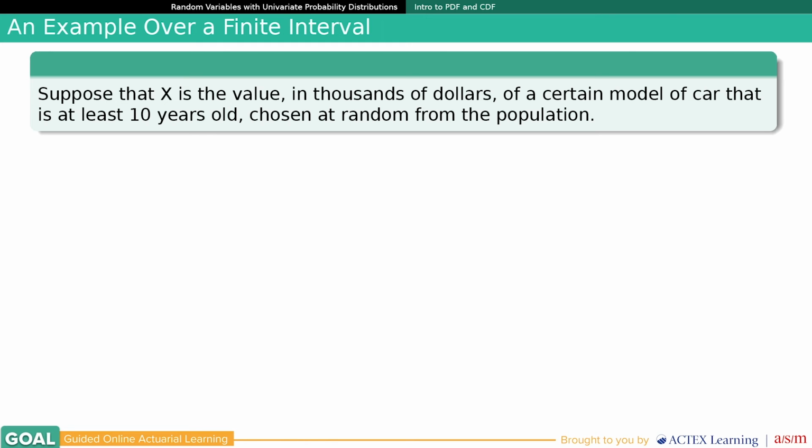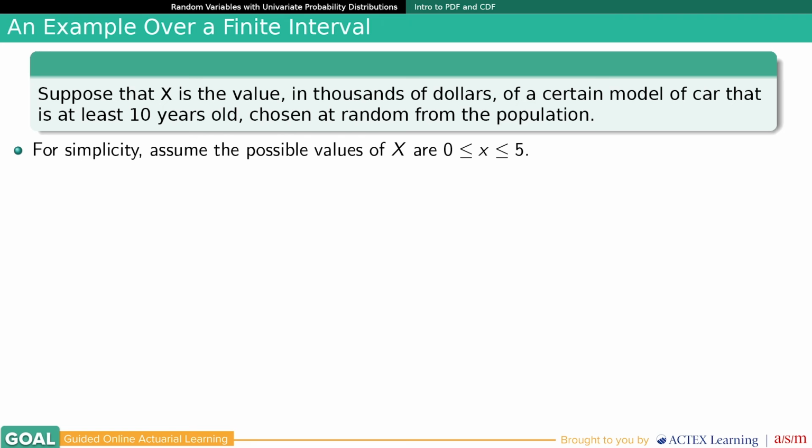We're going to suppose that capital X is the value in thousands of dollars of a certain model of car that is at least 10 years old, chosen at random from the population. I'm choosing old cars because their values are lower, so it's going to be more realistic that way. For simplicity, assume the possible values of capital X are between 0 and 5, and remember the units are thousands of dollars. We have to base our model on gathered data.